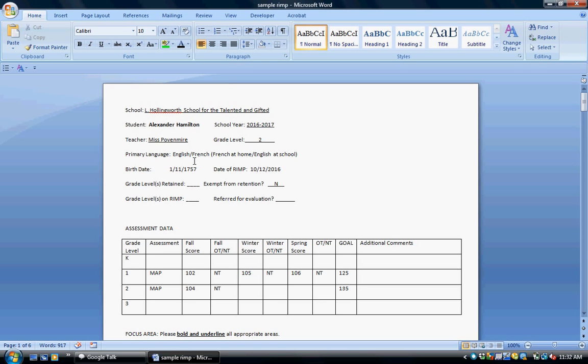For speakers of another language, it's important to put this on there so we know where they use the language and which language is their dominant language. In this case, English and French. He speaks French at home and English at school.